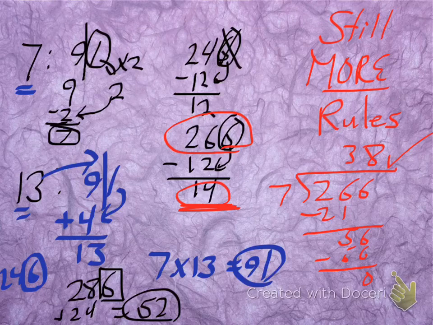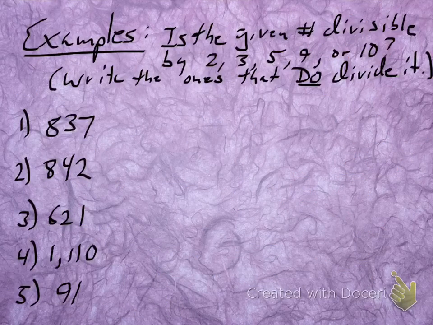All right. So to wrap this up, because it's getting a little long, what I'd like you to do is pause the video, and take these 5 numbers, and after each number, write down any of the main numbers, the 2, the 3, the 5, the 9, or the 10, that divide these numbers.